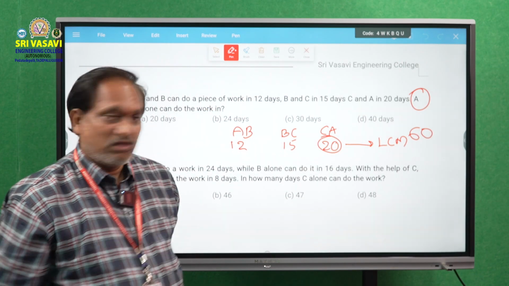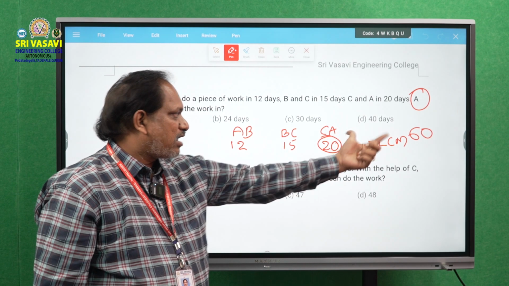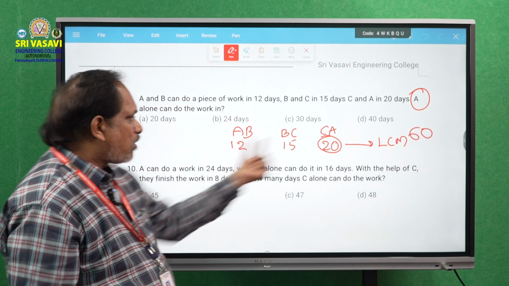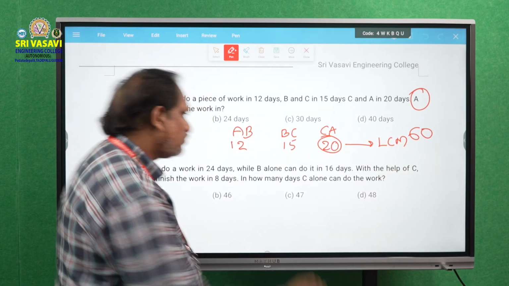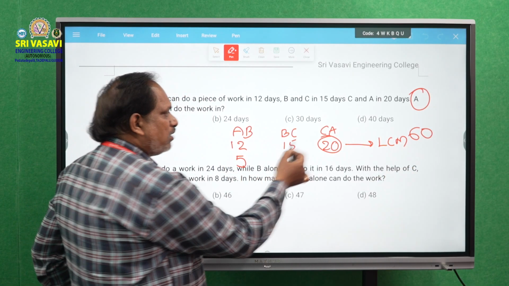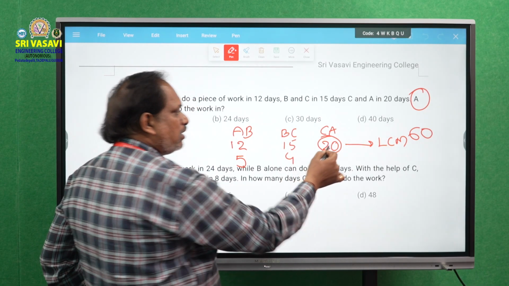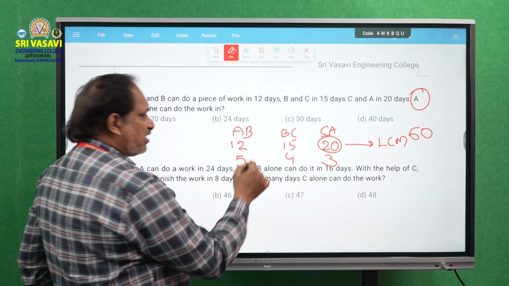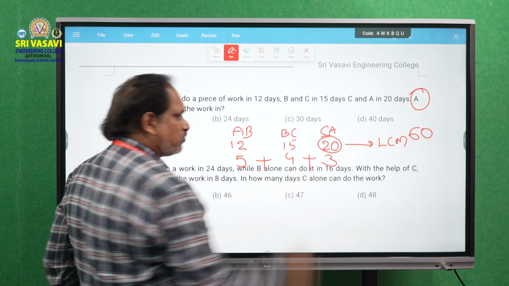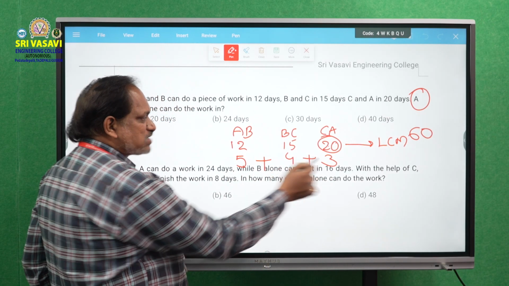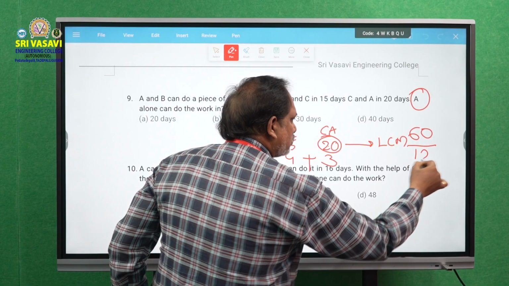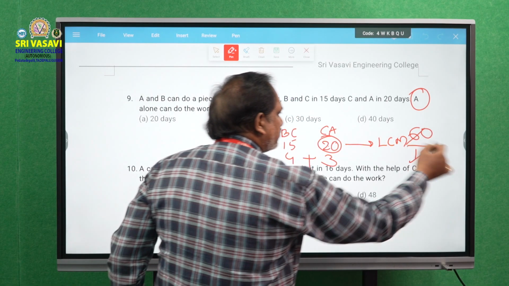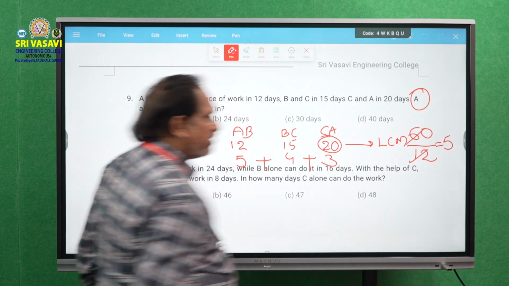That we can guess without using LCM, directly with the type of multiples we can consider. Now, 12 how many times divisible in 60? 12 is 5 times divisible, 15 is 4 times divisible, 20 is 3 times divisible. All together are working. Together means 5 plus 4 plus 3, which is equal to 12. So this is nothing but 60 by 12, what is that value? So that is equal to 5 days.